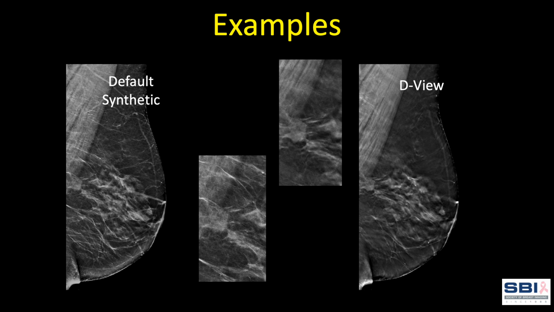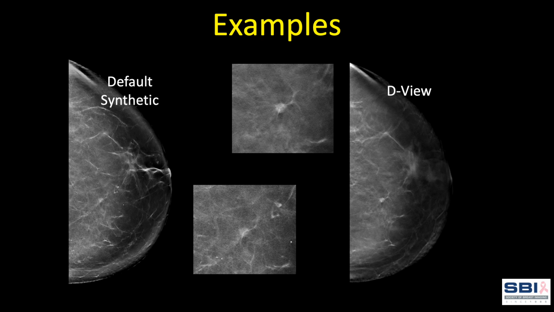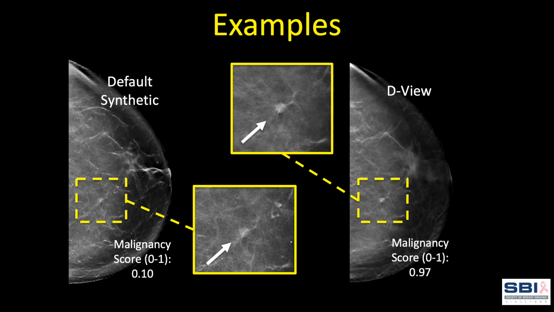Finally, here are some examples. In this first example, there's a posterior malignant mass for which you can see the spiculations much better on the D view on the right compared to the default synthetic on the left, where the spiculations are obscured by overlapping tissue. The classifier model does indeed give the D view a higher malignancy score. Here's another example where you can see the spiculations much clearer in the D view.